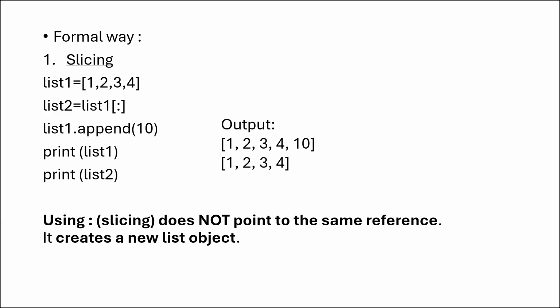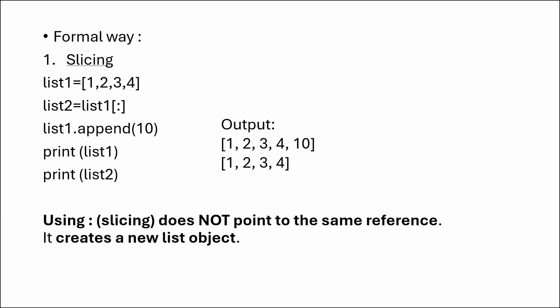When I give this slicing operator, list1 elements will be copied to list2, and then finally what I do is list1.append(10). In list1 I am appending element 10. After 4, 10 will get appended. That is what is printed for list1.